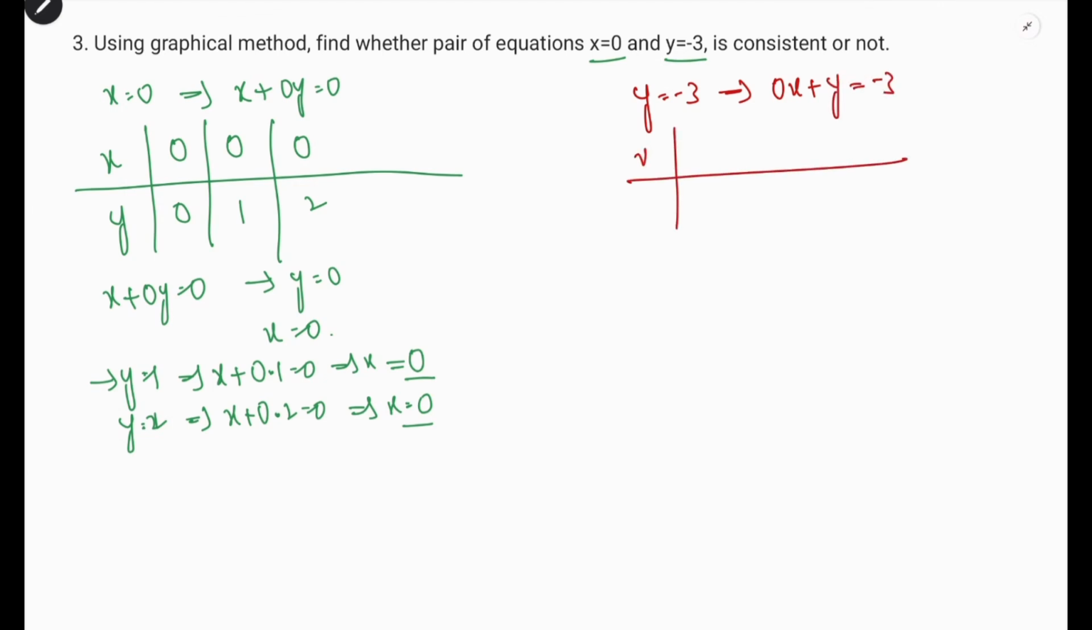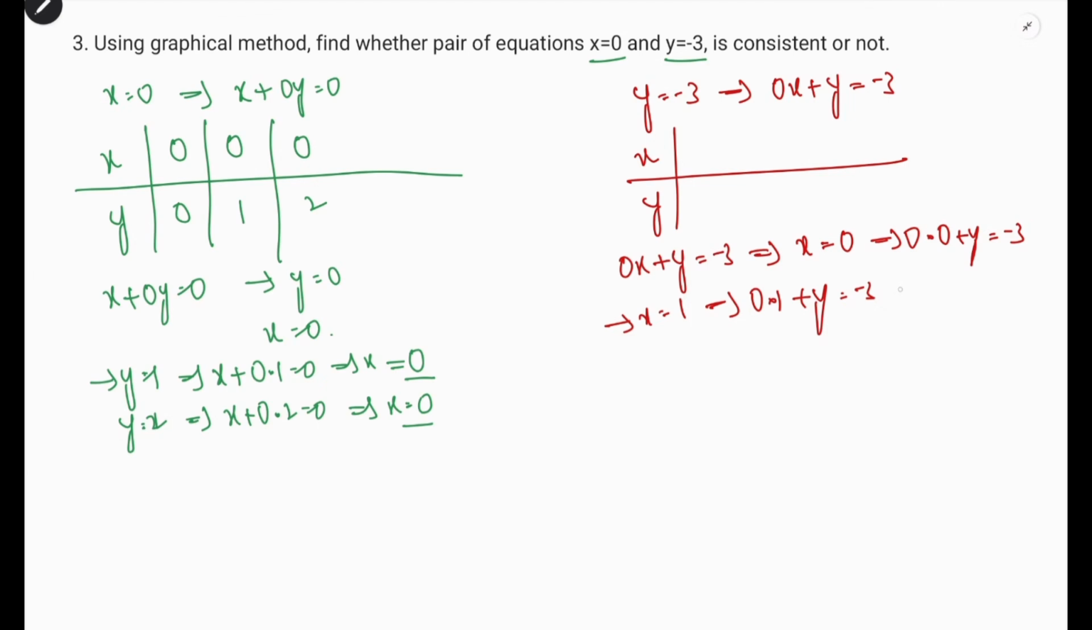We will take the values of x and y. Here the equation is 0x plus y is minus 3. If you take x as 0, what do you get? 0 into 0 plus y is equal to minus 3. If you take x as 1, you get 0 into 1 plus y is equal to minus 3. You get y is equal to minus 3. See, for any value of x, y value will be minus 3.